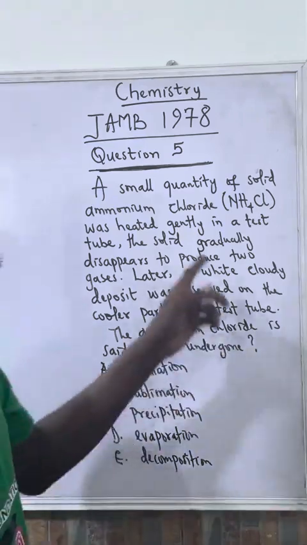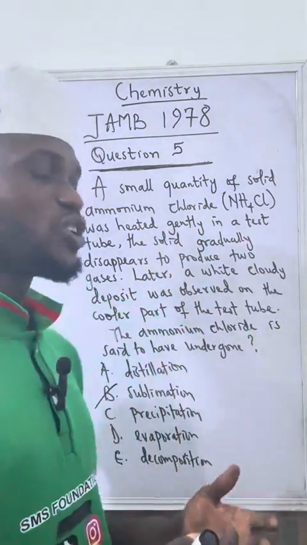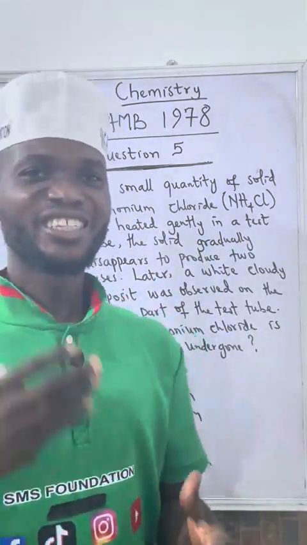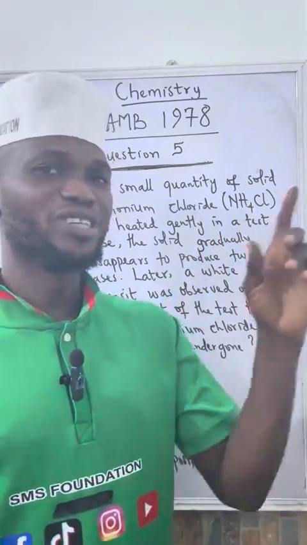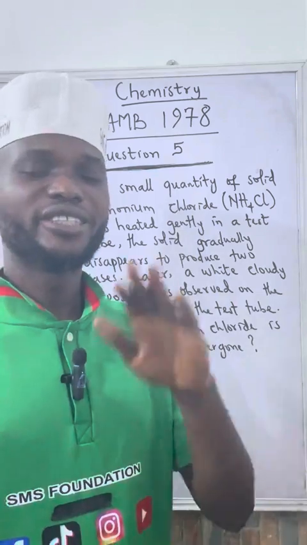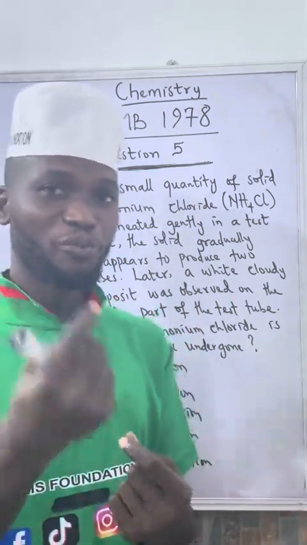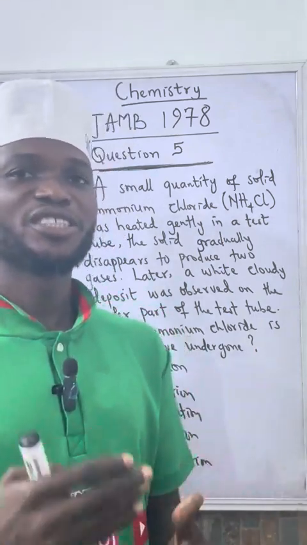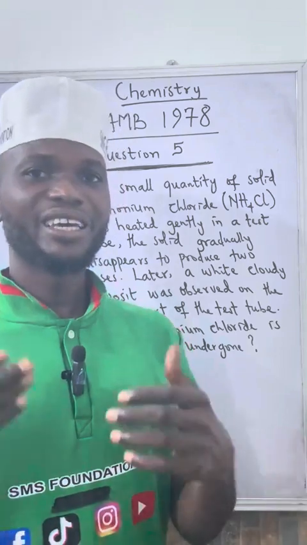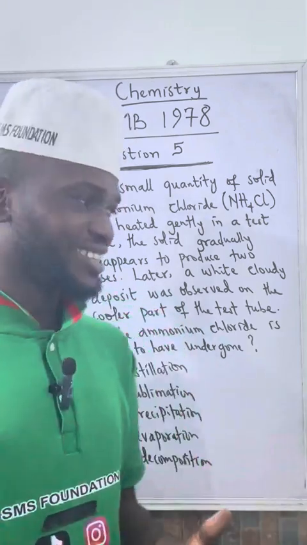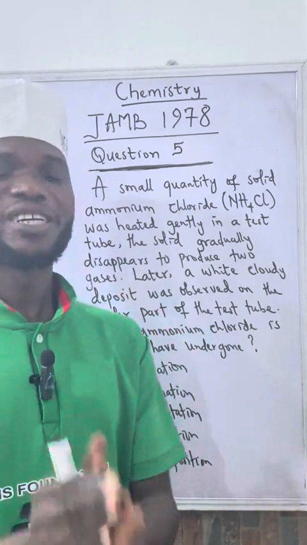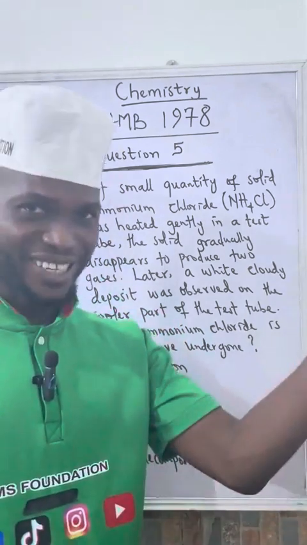First of all, ammonium chloride is one of those substances that can change directly from solid to gas without passing through the liquid state. And you know that such a process is known as sublimation. That is, sublimation is a process whereby a solid changes directly to gas without passing through the liquid state.